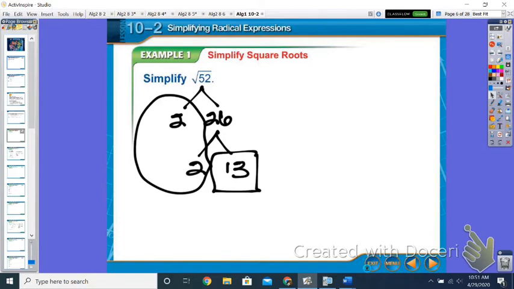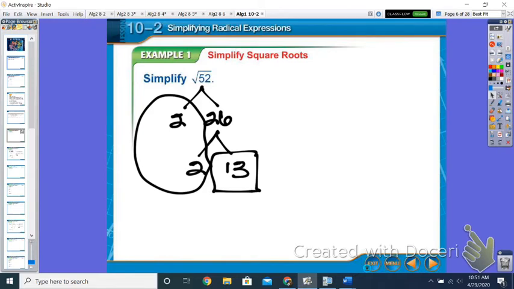Now you might be wondering, what about the 26 in there? We don't count any numbers that are not at the bottom of the factor tree. Okay, so 26 got broken down further into 2 and 13. So I don't care about 26 anymore. I'm looking at the 2 and 13. Okay? So we've done everything we can do here in terms of circling and putting numbers in boxes.